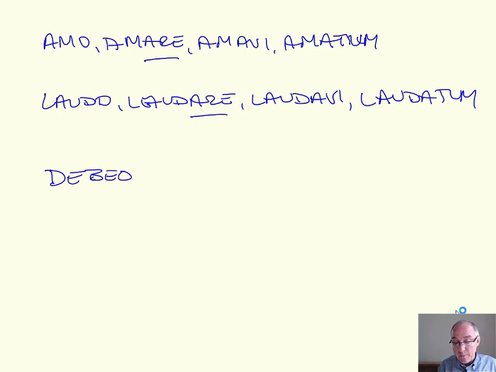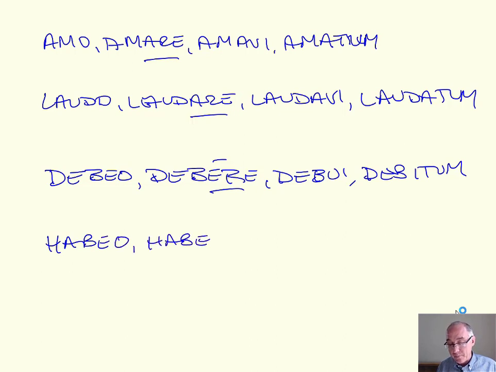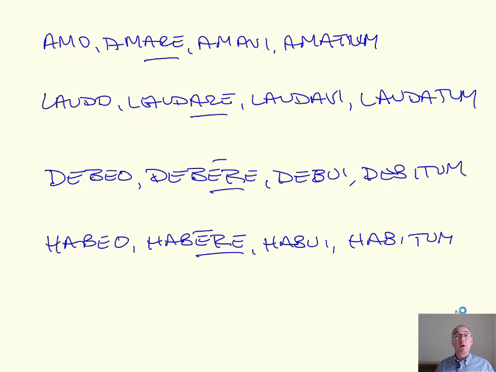Debeo, debere, debui, debitum. That is a verb of the second conjugation because the second principal part ends in a long ERE, just like habeo, habere, habui, habitum. The second principal part ends in a long ERE. This is what makes it the second conjugation. This is the only thing that makes it the second conjugation.